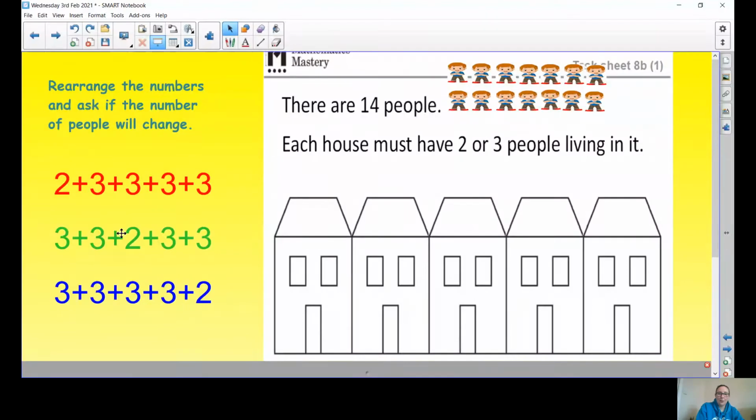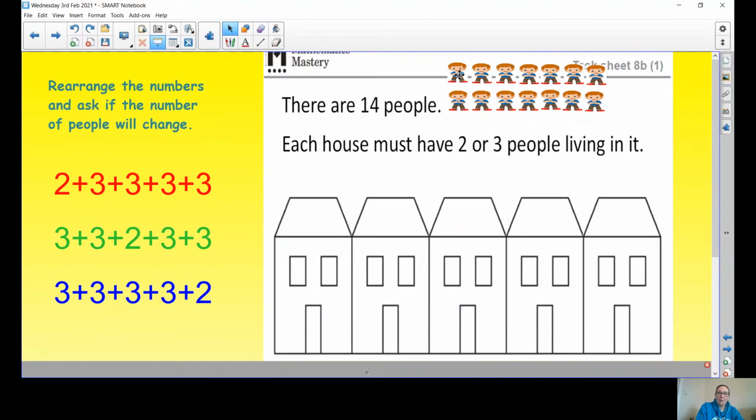Now, what ideas have you come up with? What can you think of? How could we work it out? You could draw the people in the houses and make sure you count them, and there you know there are 14 altogether. So I'm going to share my screen with you again, and we're going to have a go at arranging them in different orders. Remembering we must have at least 2 or 3 in each house.